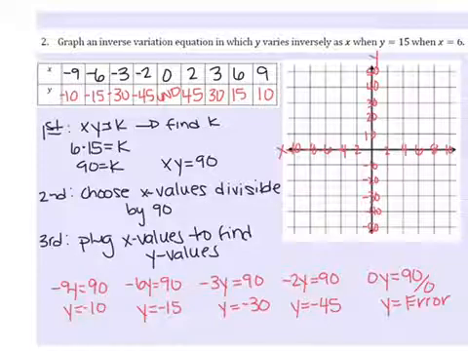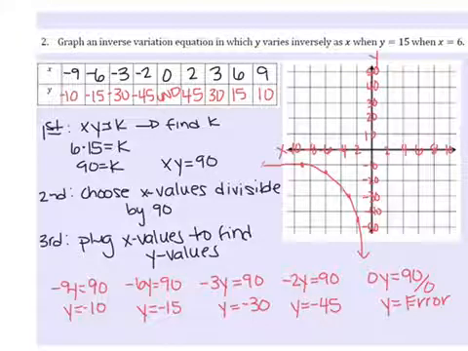So we're going to go ahead and graph this. I'm going to go negative 9 and negative 10 and plot that point. Negative 6 and negative 15. Negative 3 and negative 30. And then negative 2 and negative 45. So this is going to give me a little bit of a curved line here. You always want it to be curved. It's not straight. Now that undefined, we're going to come back to that.